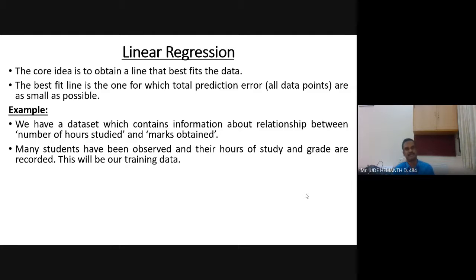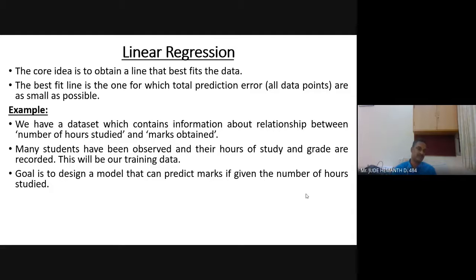So many students have been observed and there was some study. Maybe I can come to your hostels and take a note of how much time you learn and how much grade you have got. All those things will be recorded. That will be our training data. And now the goal is to design a model that can predict marks given the number of hours studied. Right? It will be very useful for students if you can find something like that. Okay, if you study 5 hours for machine learning, you are going to get 70 marks. How interesting it will be. You can again sleep after the 5th hour.